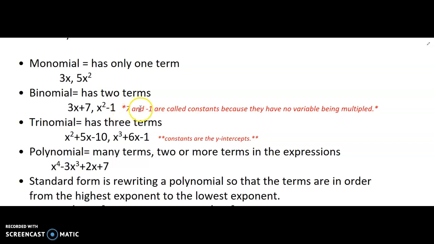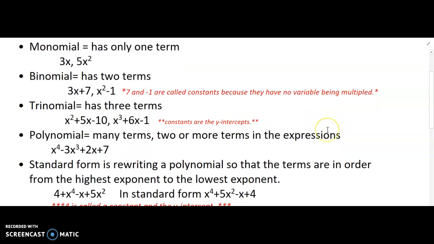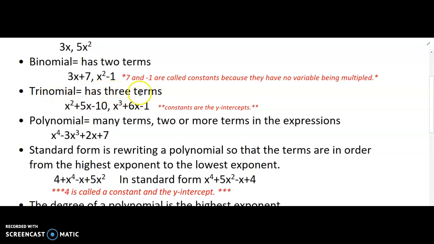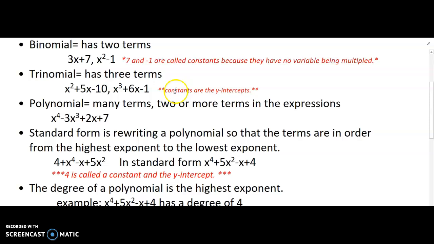A little side note that I did want to add is that 7 and negative 1 are also called constants because they have no variable being multiplied. A trinomial has three terms. So, for example, we've worked a lot in the past, hopefully, with x squared plus 5x minus 10. In this class, we'll be working with higher degrees. We'll learn what a degree is in just a minute. What I mean by degree is x to the third. The exponent is higher. So x to the third plus 6x minus 1. Another side note is that the constants are the y-intercepts in these polynomials.